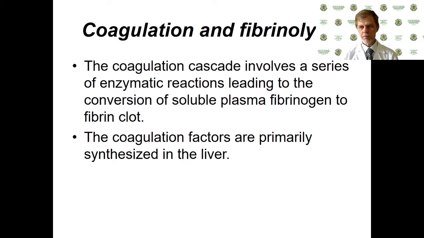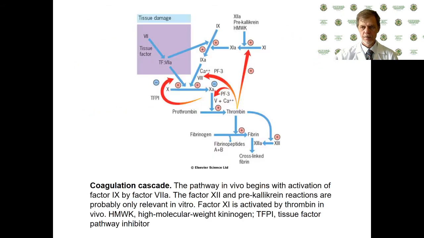Coagulation factors are primarily synthesized in the liver, and that's why in case of liver disorders we may also expect some problems with coagulation. So this is a complicated cascade of coagulation. We have different so-called coagulation factors. All coagulation factors are proteins, enzymes, and they change each other, forming a few steps of coagulation. First step, formation of thromboplastin, then prothrombin changes to thrombin, and in the final stage, fibrinogen changes to fibrin.